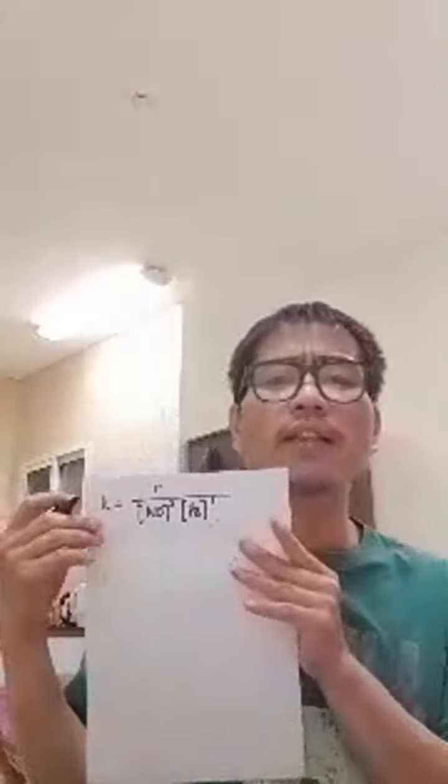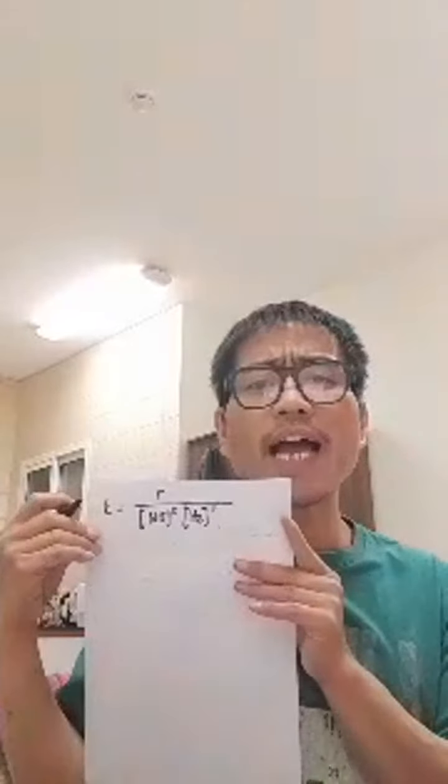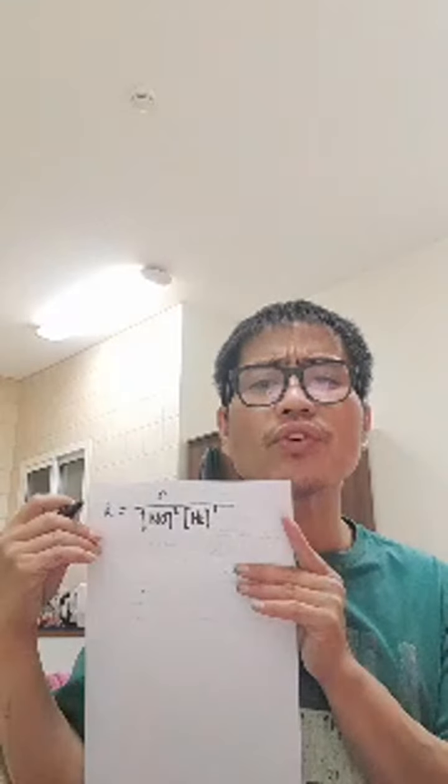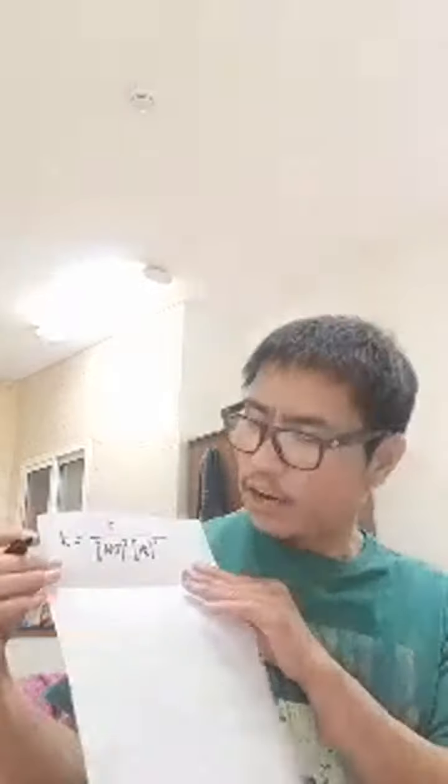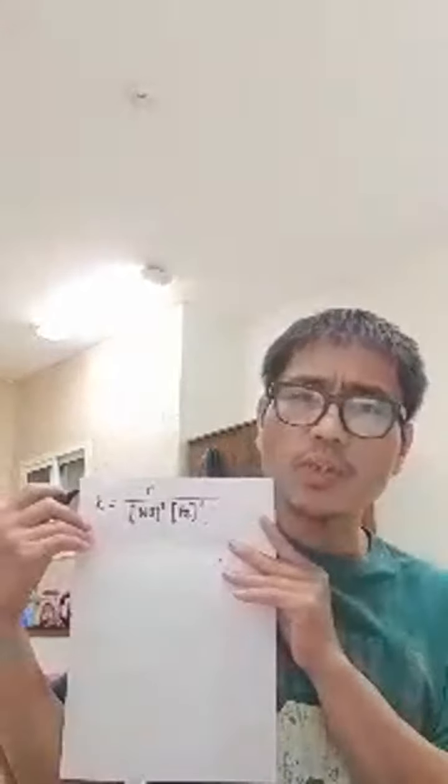Again, algebra. So, k is equal to R over [NO] squared [H2], and we will later investigate the unit. If the units do not agree, then you have a wrong answer. Our k is equal to the rate of the chemical reaction over the initial concentration of NO raised to the power 2 and H2 raised to the power 1.